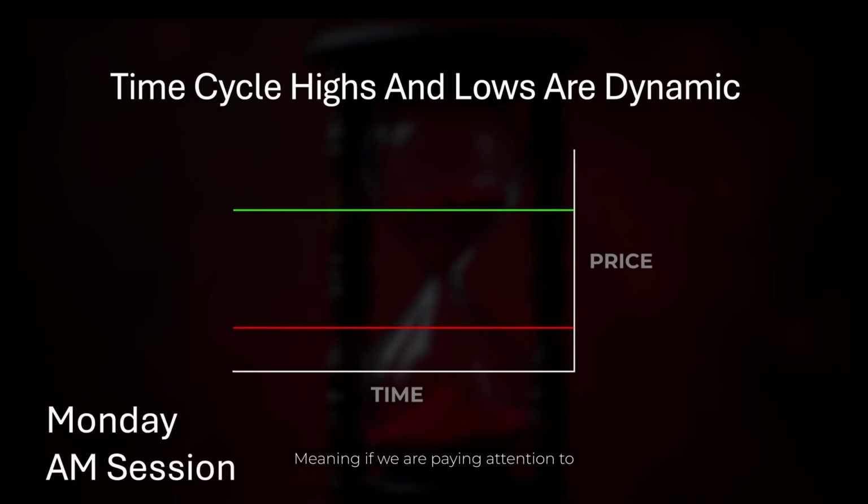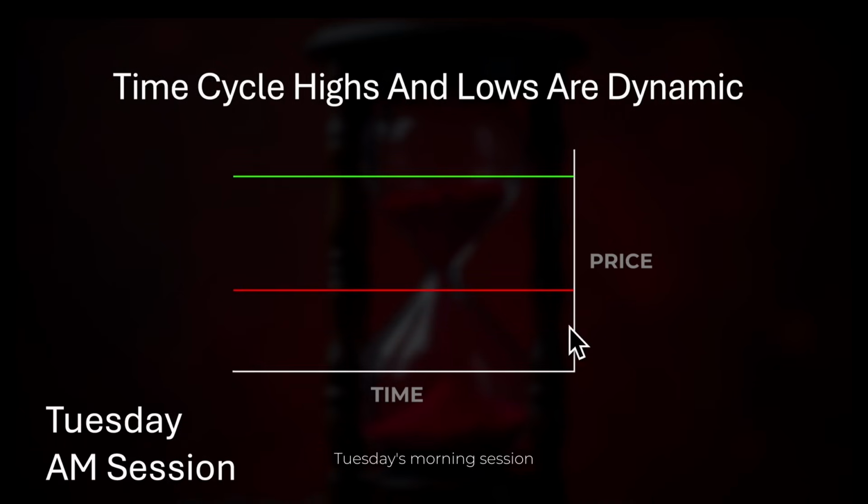Meaning, if we are paying attention to the following chart example, this could be Monday's morning session, where the high of the morning session formed right here at this price level, and the low of the morning session formed right here at this price level. And notice that I've not written out what these levels are, because you can just put in any number, doesn't matter. What I'm about to share with you is why these highs and lows are dynamic. When we pay attention to the next day, Tuesday's morning session, you can see that the high and low of that morning session have changed, meaning both levels have moved towards the upside.